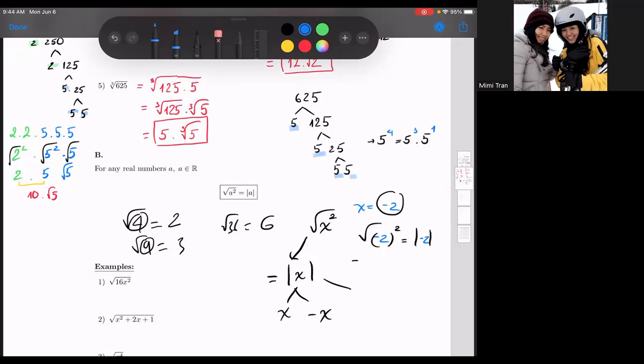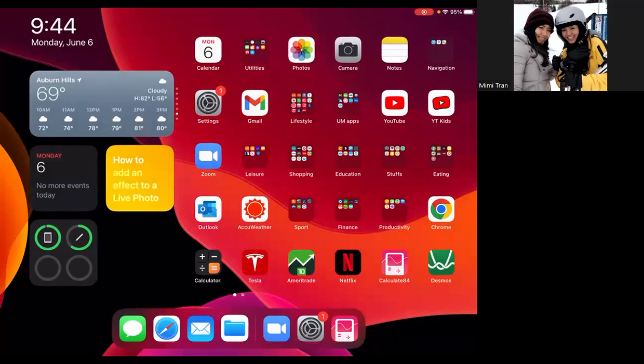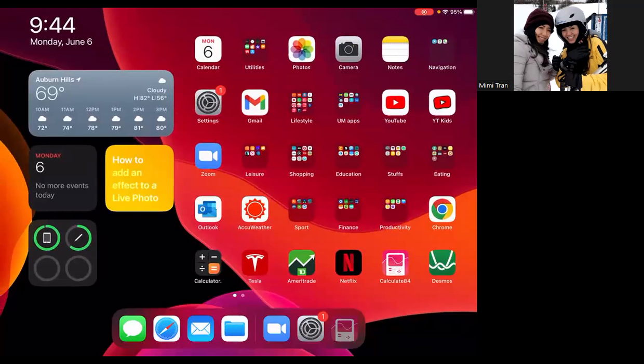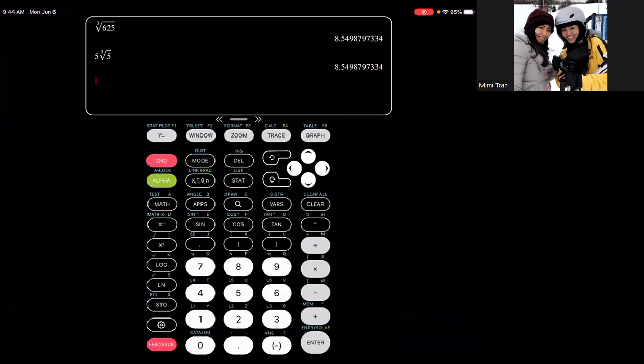The reason I'm doing this is that even roots, like square root, fourth root, sixth root, don't like negative numbers. You cannot have a negative number under the square root. If you don't believe me, you can check with your calculator. Say square root of negative 4.